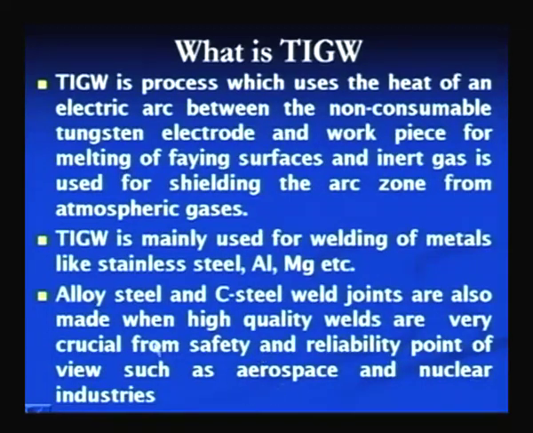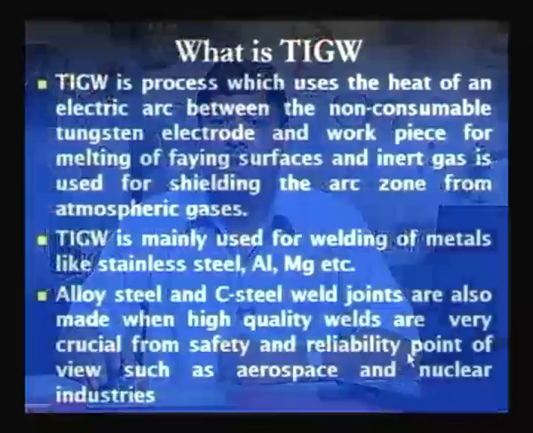And alloy steels and cast steels can also be joined successfully by the tungsten inert gas welding process, but this is used only when very high quality joints are to be produced for safety and reliability reasons, such as in the aerospace and nuclear industries. So, if high quality welds are to be produced, then cost will not be a consideration, and even alloy steels and carbon steels can be welded by the tungsten inert gas welding process. That will help to produce high quality weld joints, which will offer high safety and reliability.